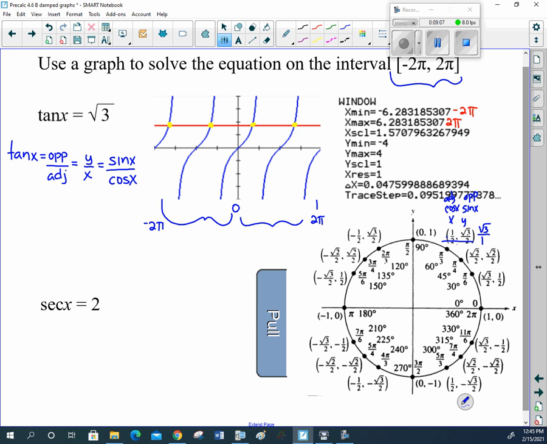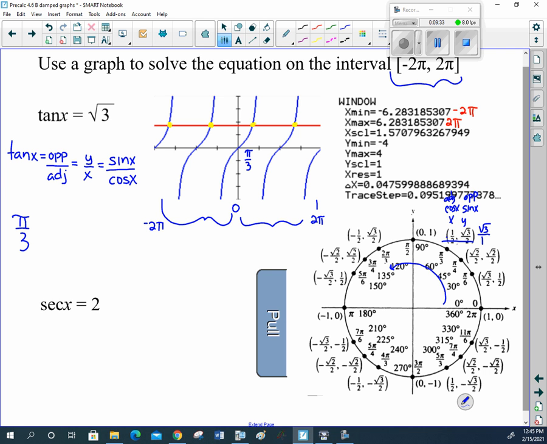So one of my answers then, now because they gave me the domain in radians, you're going to want to give your answer in radians. So right now it would be right here at 60 degrees or pi over 3. So that answer right there is pi over 3. Okay, let's keep rotating counterclockwise in a positive direction until we can find the next one.